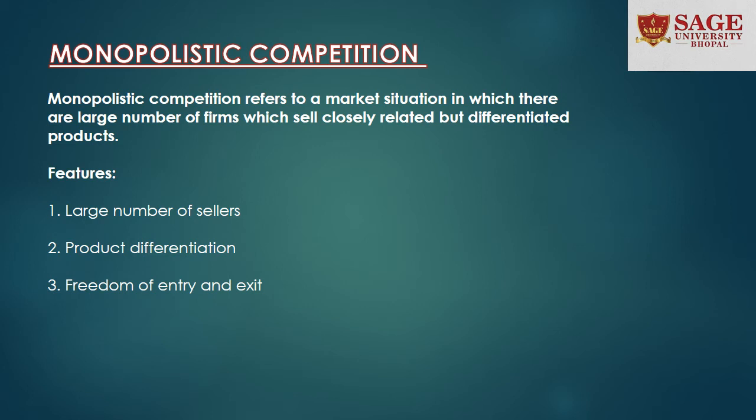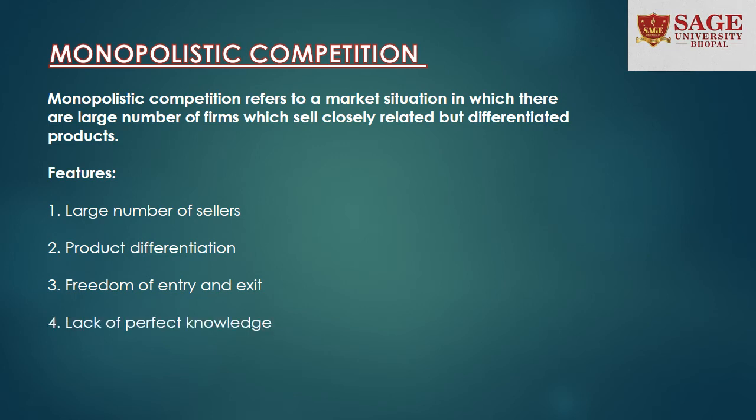Freedom of entry and exit. Under monopolistic competition, firms are free to enter into or exit from the industry at any time they wish. However, it must be noted that entry under monopolistic competition is not as easy and free as under perfect competition.